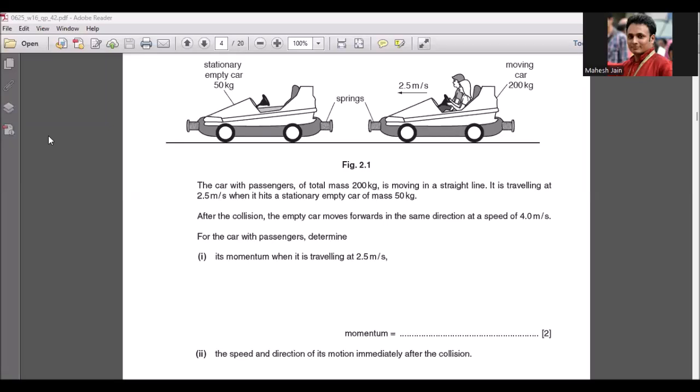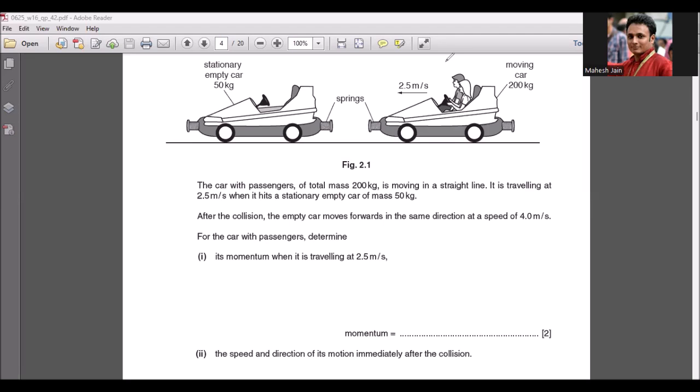We have a very interesting question here on screen with us. It says there are two cars available with us. One is stationary, the other one is with a passenger which is moving. The question says we have to find the speed of the car with a passenger after the collision. So this is based on the concept of conservation of momentum.